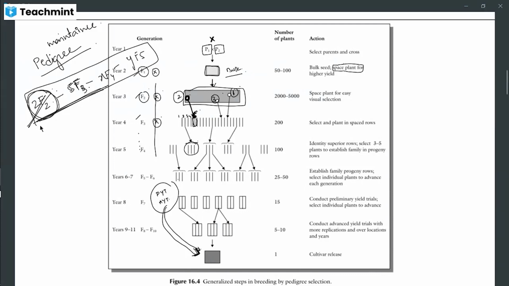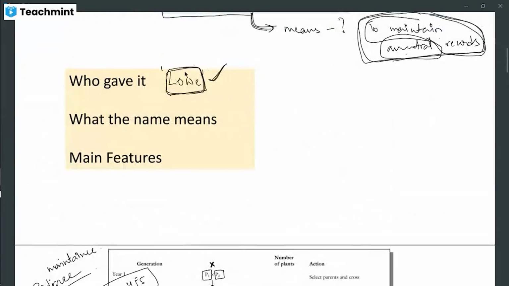But you need to maintain the pedigree, that is the record of their ancestors. For example, if you select the second F2 plant, you will note 2 F2, and then the fifth row of your F3 is the progeny of your second F2, so 5 F3, and so on. You will be maintaining the pedigree record. This pedigree breeding was given by a scientist named Lowe.